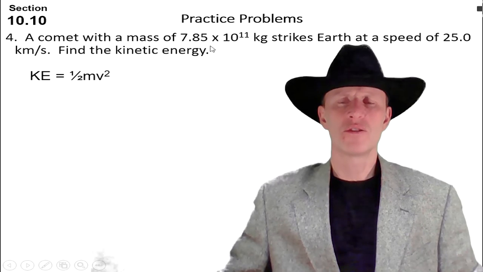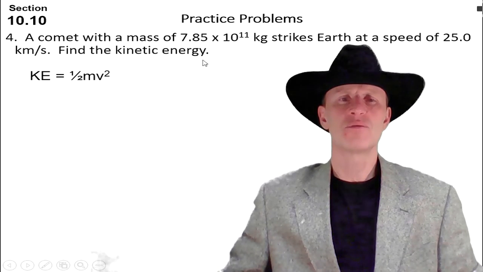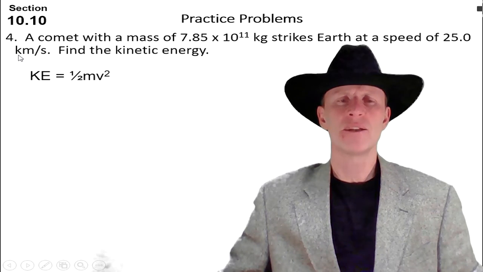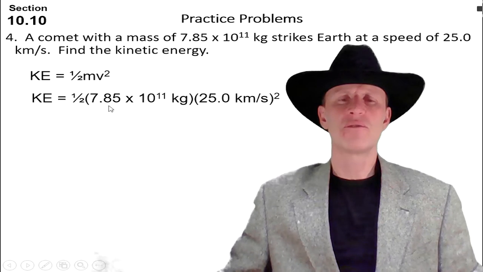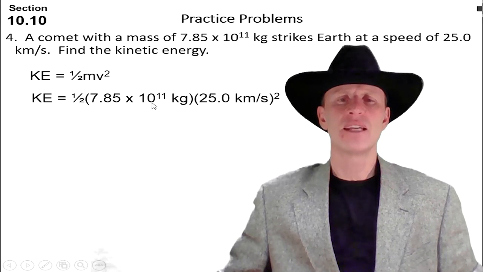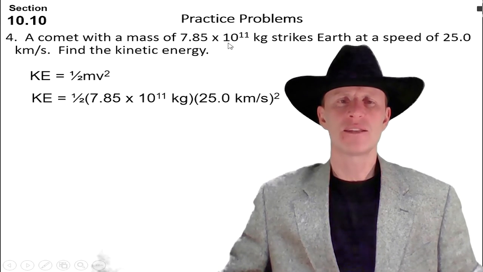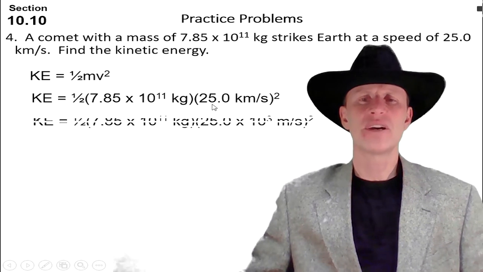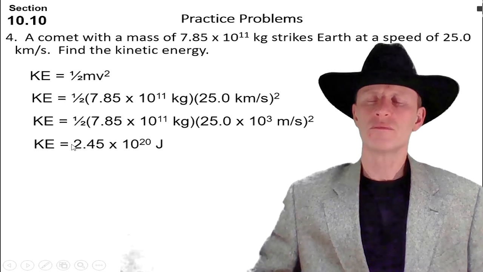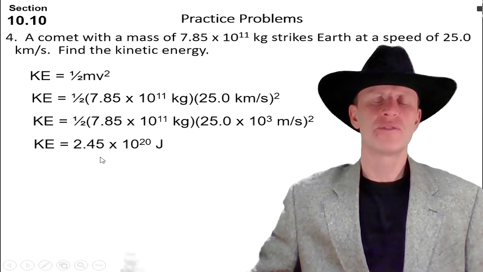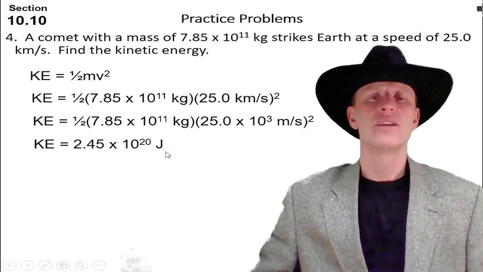A comet has a certain mass, and strikes the Earth at a speed of 25 kilometers per second. Find the kinetic energy. Watch out for that k. Remember, it's 1,000 times, so 25,000 meters per second. So inserting those numbers, we get 7.85 times 10 to the 11th, the mass of this comet, times 25,000 meters per second squared. So we should end up with 2.45 times 10 to the 20th joules.